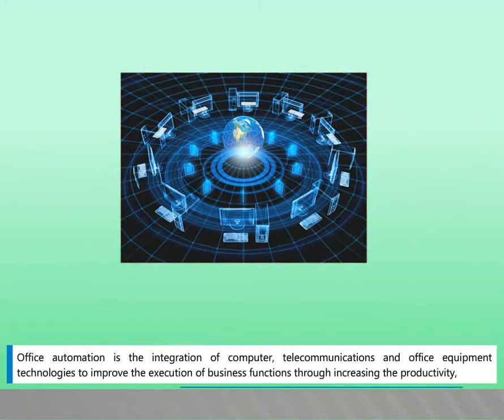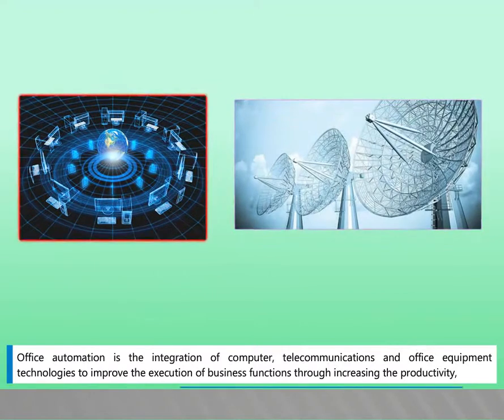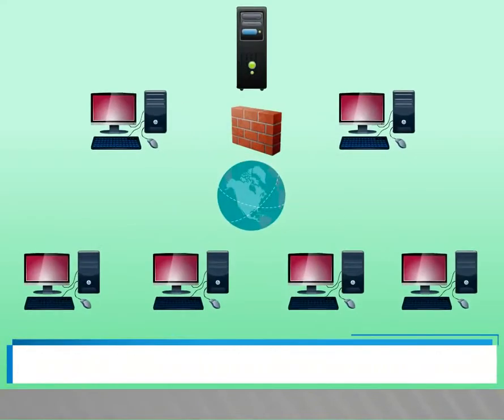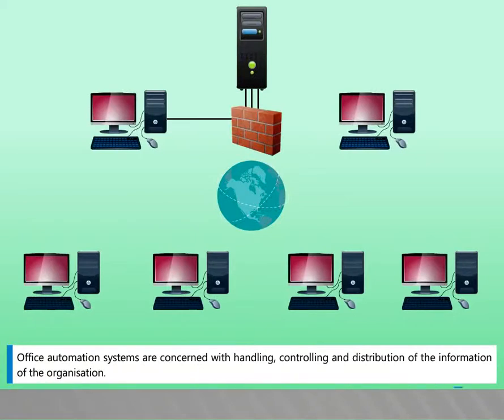Office automation is the integration of computer, telecommunications, and office equipment technologies to improve the execution of business functions through increasing the productivity, effectiveness, and working conditions of office support staff. Office automation systems are concerned with handling, controlling, and distribution of the information of the organization.